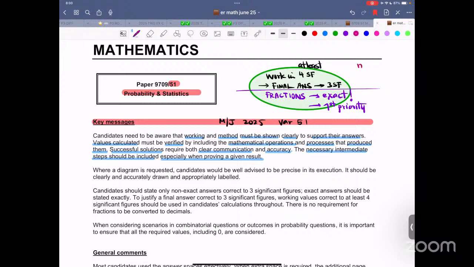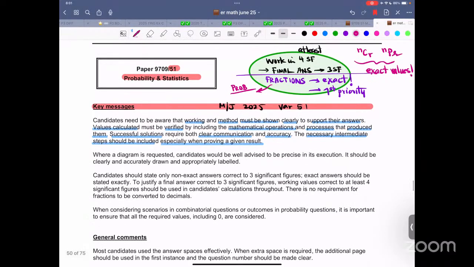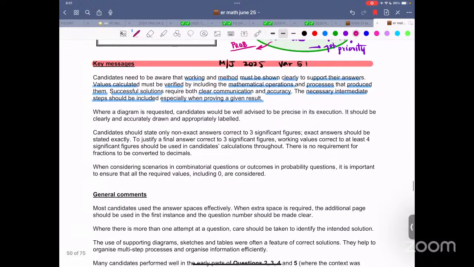Also, when we talk about nCr, when we talk about nPr, exact values should be there, because there is no rounding off. Fractions should also be used in probability. Maybe you are dividing 2 probabilities, and the final answer can come out as a fraction. So just take care of all these important details. All clear? Now let's continue reading.